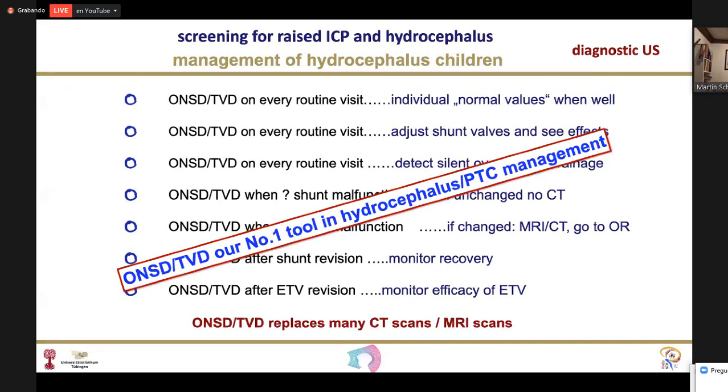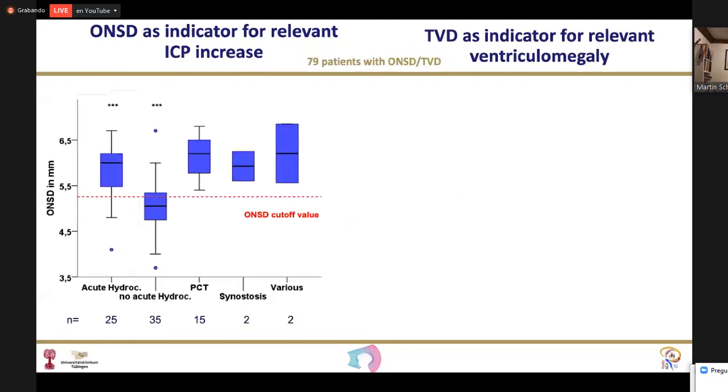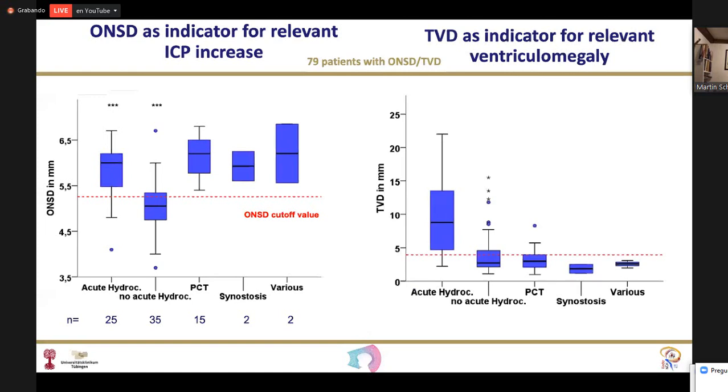So currently, this is our number one tool in hydrocephalus and also pseudotumor cerebri management, and we wouldn't know how we did it before, because it really has changed our practice a lot. Just two examples. If we only see the indicator for relevant ICP increase in these patients, in acute hydrocephalus you have a high ONSD and a large ventricle. In pseudotumor cerebri, you have a high ONSD and small ventricles. So it is very easy to distinguish raised ICP from pseudotumor cerebri just by ultrasound.